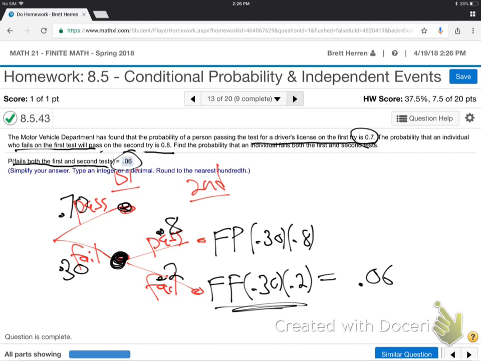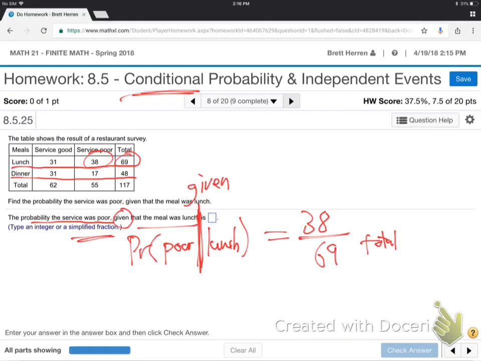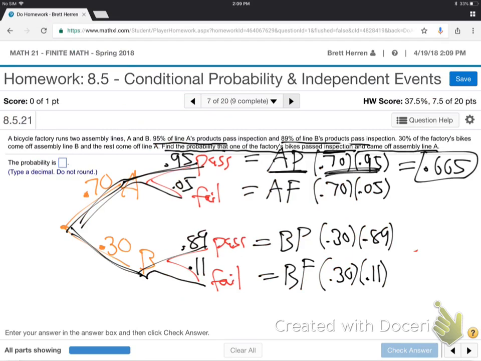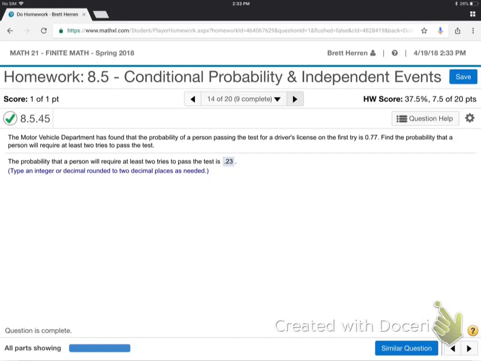Trying to think, why do I know that's a tree? It's because one thing happens after the other. You take the test the first time, you take the test the second time. Like back over here, what was our last tree one? This was: it comes out of factory A or factory B, then it passes or fails after it comes out of the factory. So one thing after the other is another way of telling whether it's a tree or not.